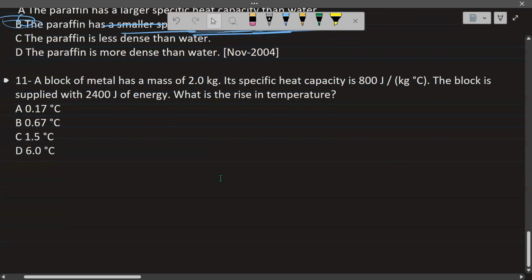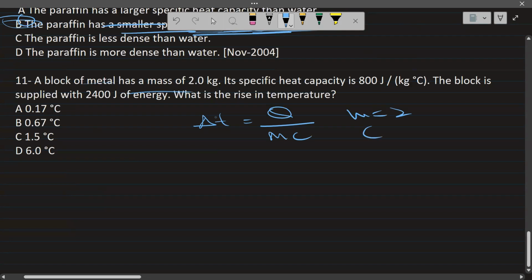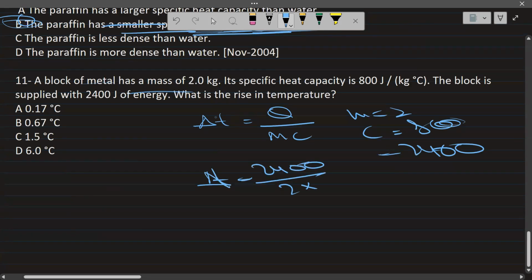Now let's go to question number 11. A block of metal has a mass of 2 kg. Its specific heat capacity is 800. The block is supplied with 2400 joules of energy. What is the rise in temperature? That means delta T. Again, the formula is delta T equals Q upon MC. M is 2, C is 800, and Q is 2400, right? Now let's put them in the formula. It is 2400 upon 2 times 800.